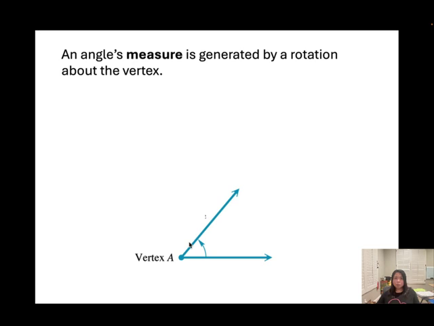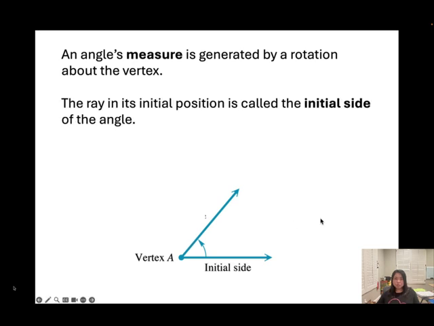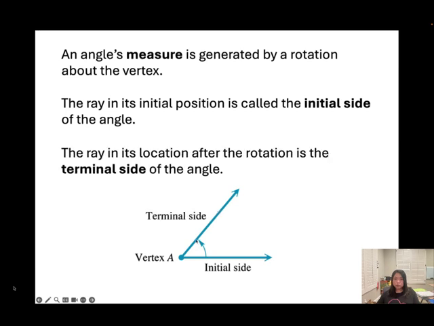An angle's measure is generated by a rotation about the vertex. The ray in its initial position is called the initial side of the angle. If the angle starts from this side, we call this the initial side. And if my angle ends at this side here, we're gonna call this the terminal side of the angle. And you can see the angle is going counterclockwise.